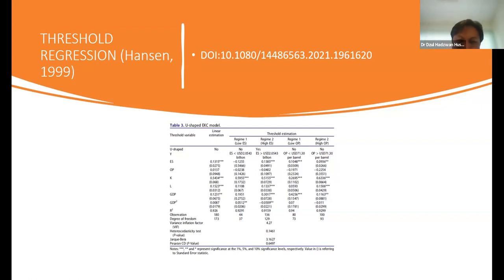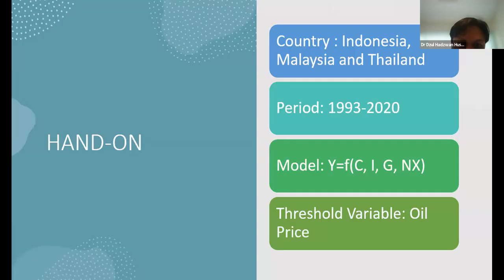One of the advantages of using this is that you can use an unbalanced data set, and also the balanced one. After this, I will show you another example for fixed threshold regression.